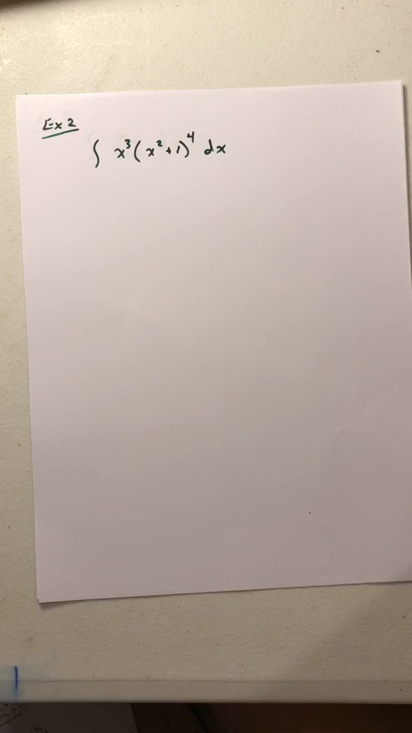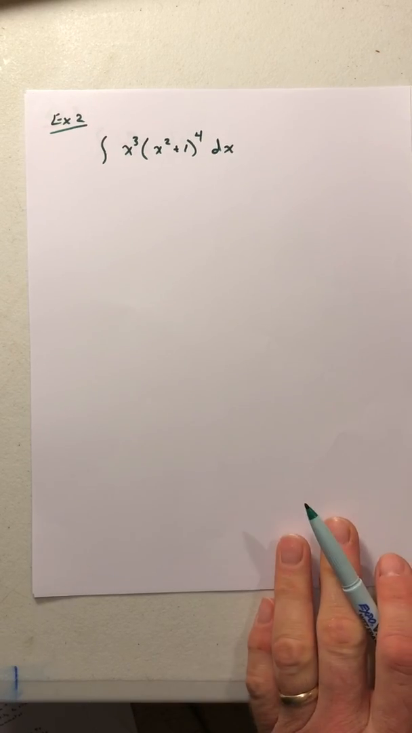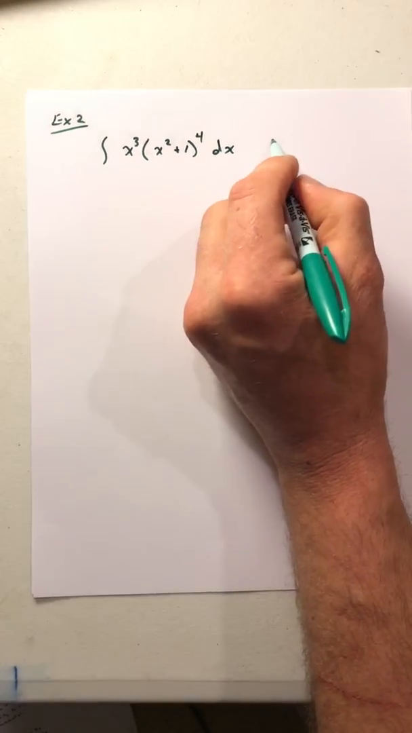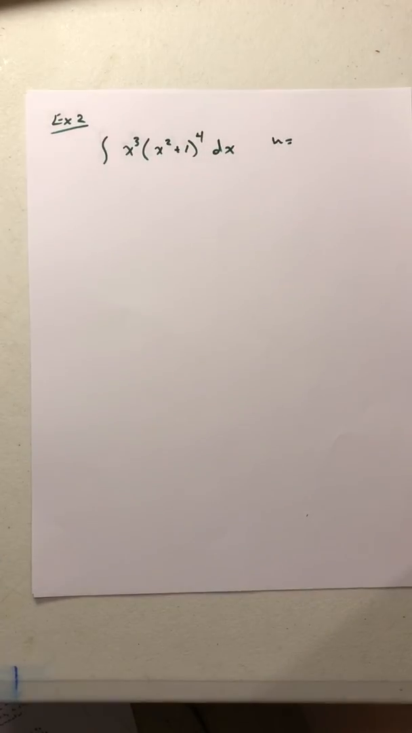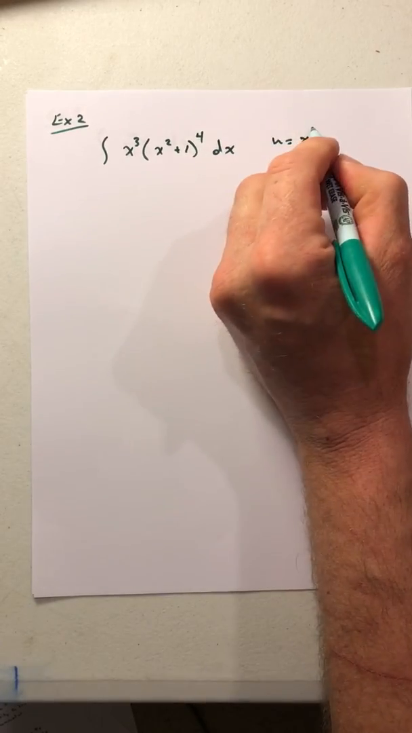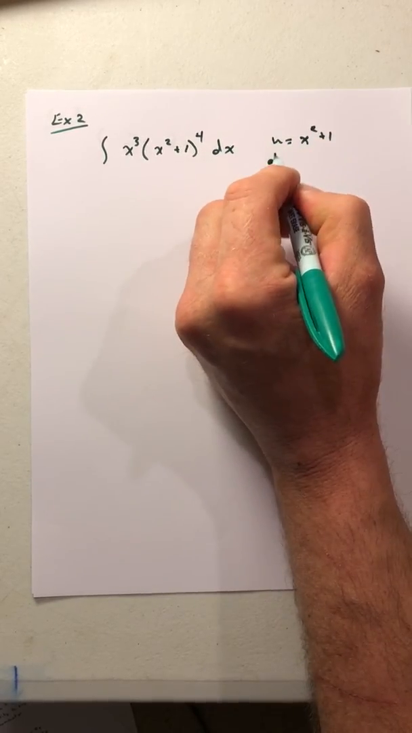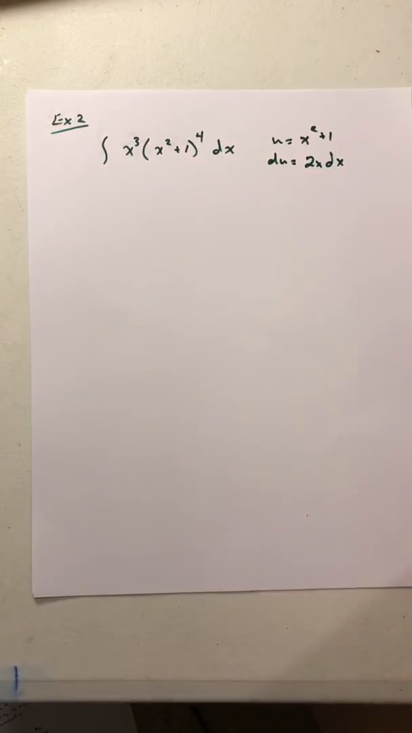So example 2. We're going to integrate x to the third times the quantity x squared plus 1 to the fourth dx. Again, I'm going to do my u. My u is normally the inside of the quantity, so u is going to equal x squared plus 1. du, in this case, is going to be 2x dx.